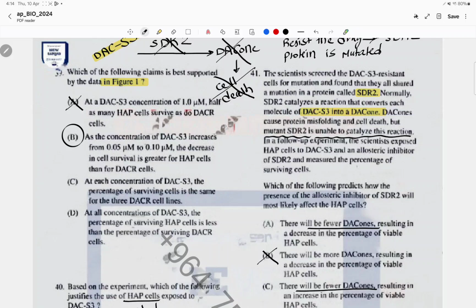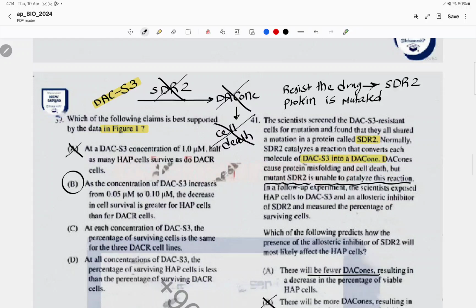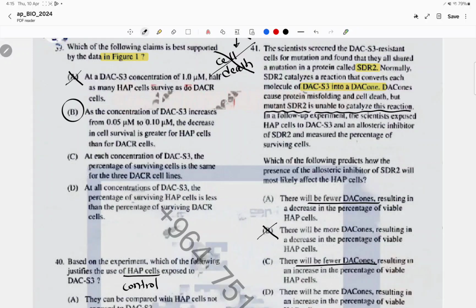Okay, so if you get less DA cone, so by getting less cell death, you will have a higher percentage of cells that are viable, or basically alive.